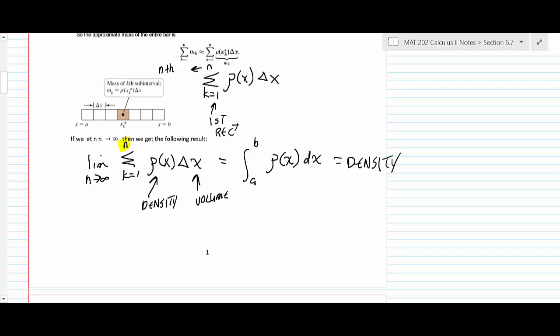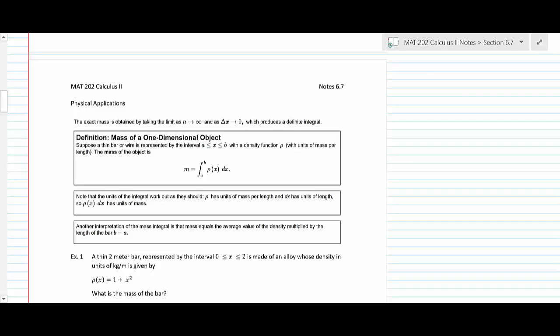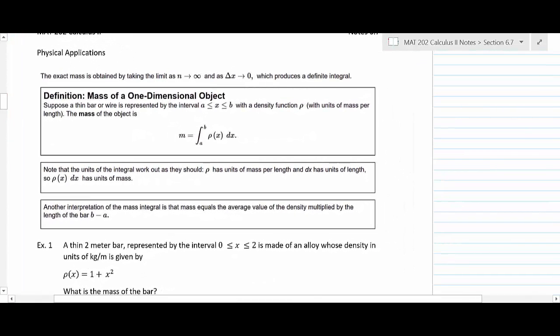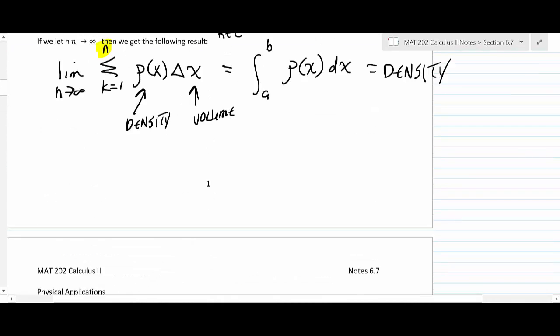Okay, so that just kind of gives you an idea of why that's an integral, hopefully. Does that make sense to everybody? Okay. All right, so on the next page, this is what we have. Okay, so we're going to look at basically this particular case right here.